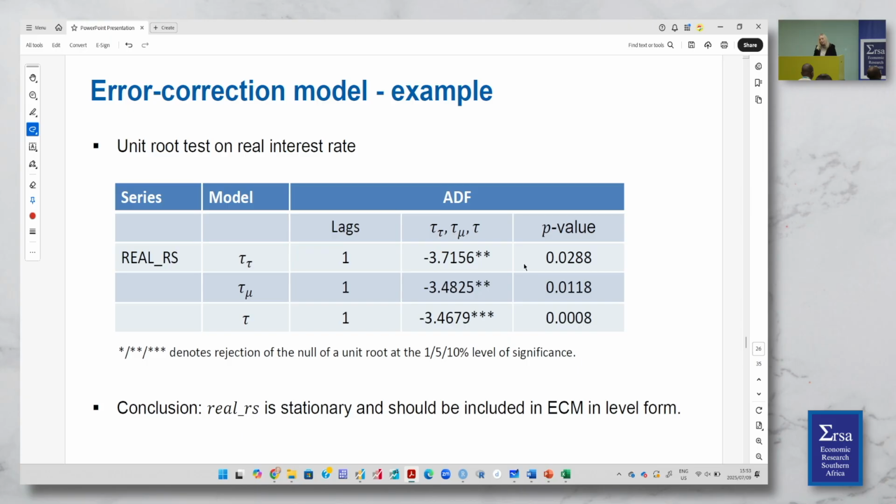So that we've seen, there's some unitary testing that should be carried out before we include those in the ECM, and all those asterisks mean rejection at the 5%, 5%, 1% for the trend and intercept model, and none. So we conclude that real interest rates are stationary as it should be. Otherwise, the Reserve Bank doesn't fulfill their mandate of using interest rates to manipulate inflation.